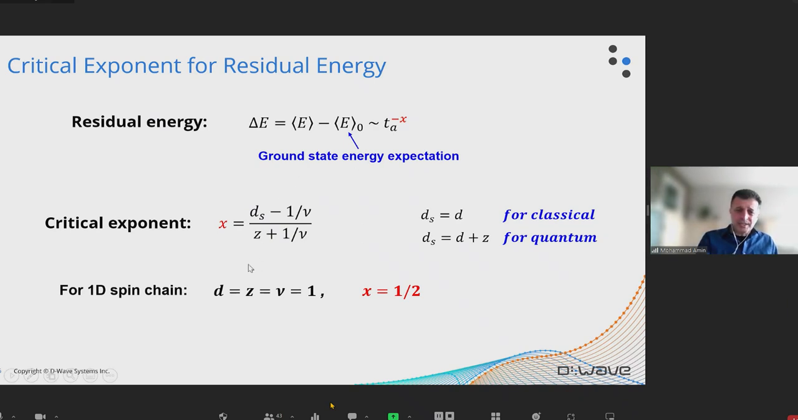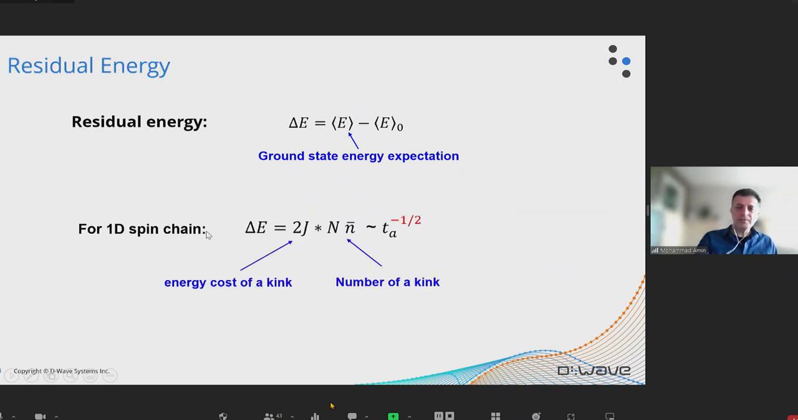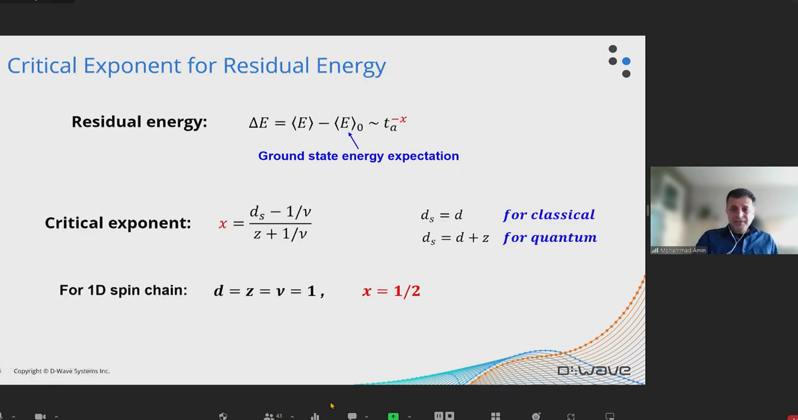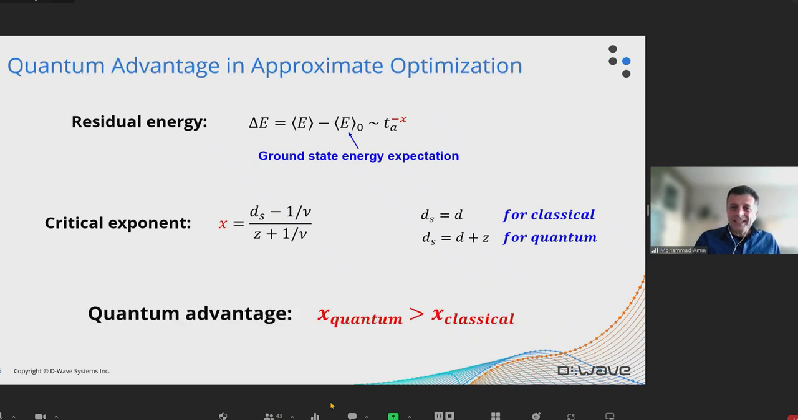If I put in these numbers from what I know in 1D, which are all 1, I would get again 1/2. So this formula agrees very well with this simple intuitive calculation of the number of kinks. But I can take it further to 2D and 3D and ask whether I get a larger exponent if I use a 2D system, a quantum system or a classical system. And if the quantum happens to have a larger exponent, that means quantum has a larger slope.